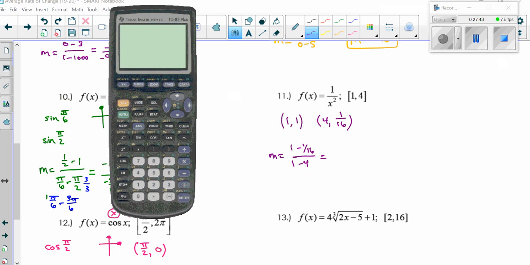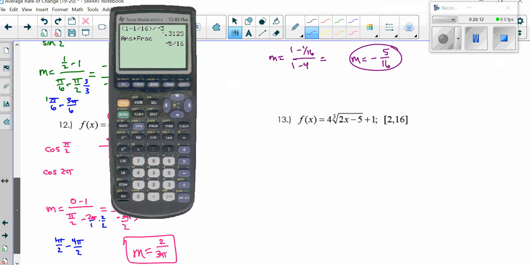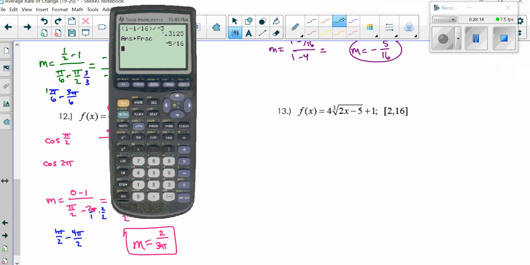Okay, and I'm going to use my calculator here. So I'm going to say 1 minus 1/16, and again, I don't have to put parentheses around the fraction because it's going to do division anyways, divided by -3 gives me this, which I can change into a fraction, and that way then I can say that m equals -5/16. All right, this would be a good one to try on your own if you haven't yet.